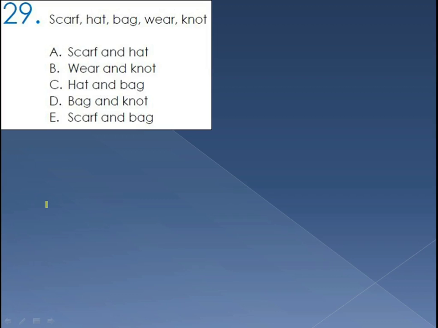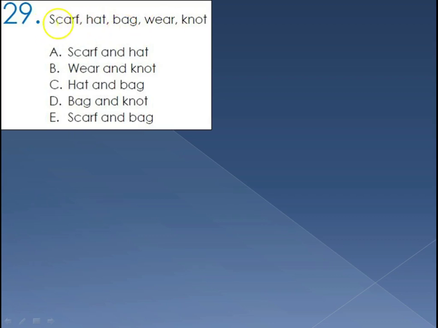So if we're looking at this, which ones are really similar and which 2 are odd ones out from this line? So scarf, hat, bag, wear, and not. Looking at it, you might say scarf, hat, bag go together. Now where does not fit into any of these?